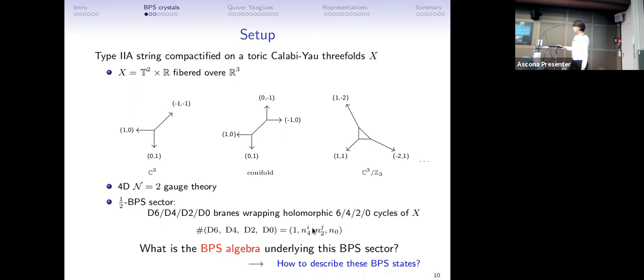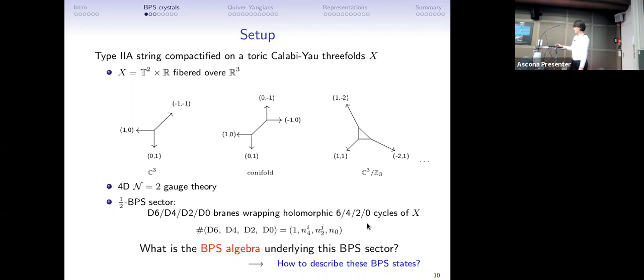To start with, I wouldn't add any D4. Later you can add D4, which will correspond to the truncation of the algebra. So the question is, what is the BPS algebra underlying this BPS sector?